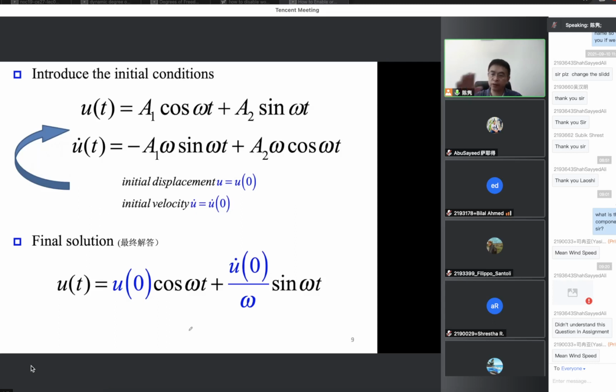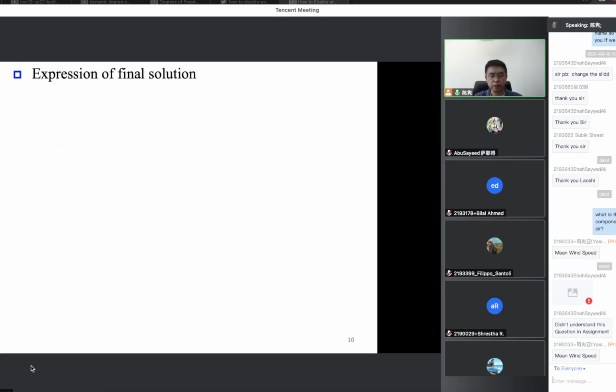We know the expression of the final solution, which is A1 times cosine omega t plus A2 times sine omega t. But this is from the observation, it's a harmonic. And then introduce the initial conditions, you can determine these two coefficients, which is u0 and u0 dot divided by omega. So this describes the free vibration of a SDF system due to initial conditions. So this is a very important equation here.